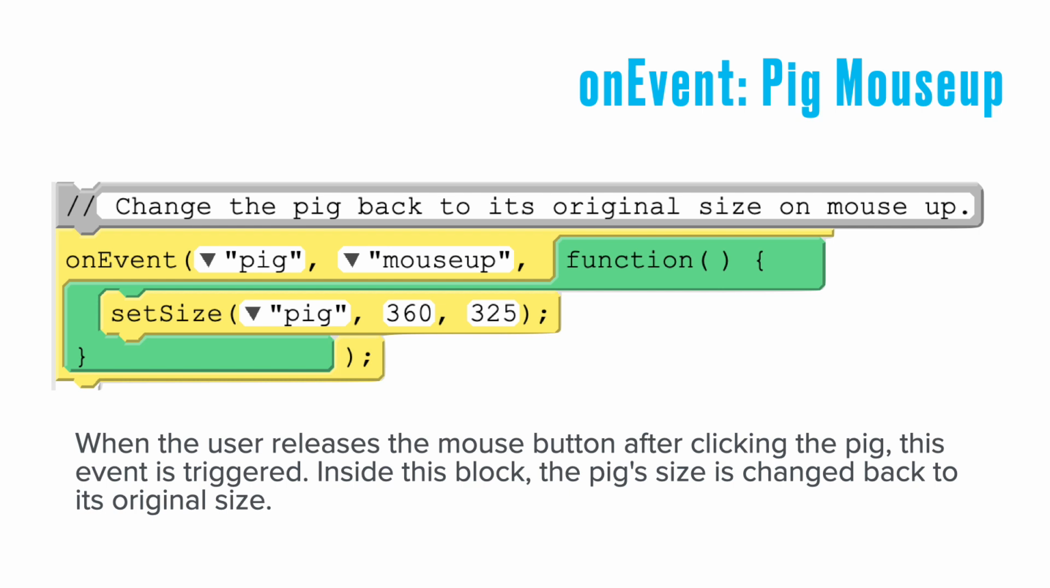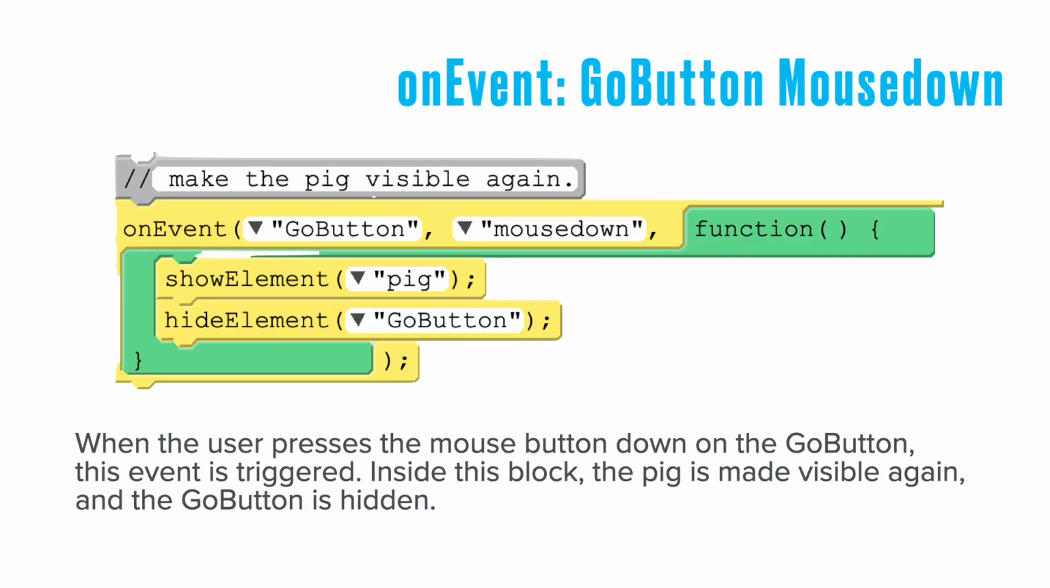After clicking the pig, when the player releases the mouse, this is the mouse up action. So this event is triggered. In this block of code, it changes the pig size back to the original form. This gives the appearance that the pig is getting smaller when clicked on and bigger when you let go.